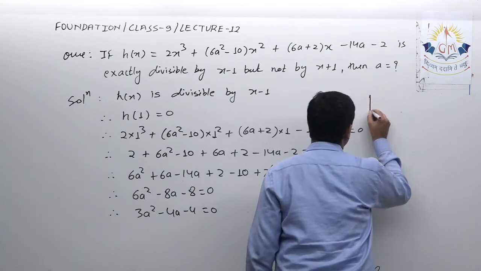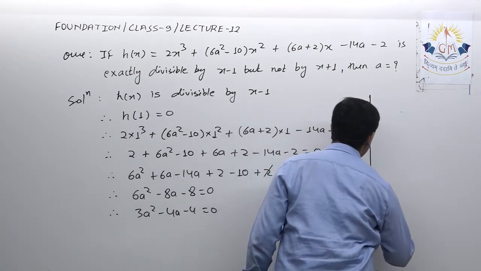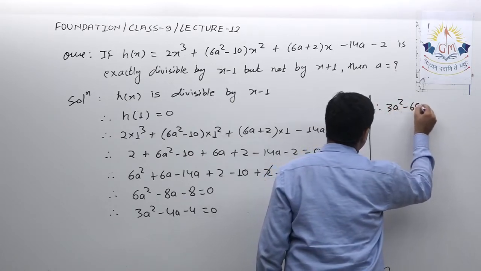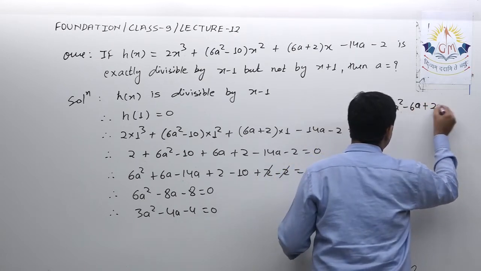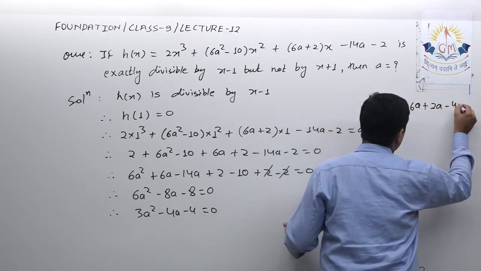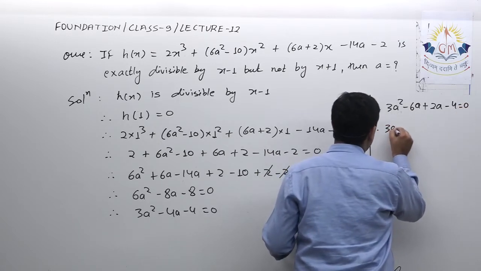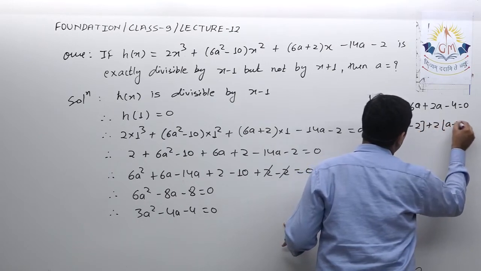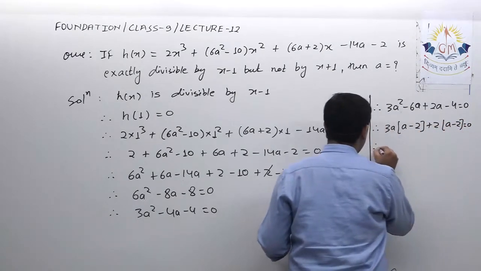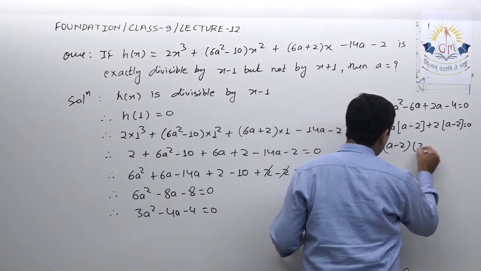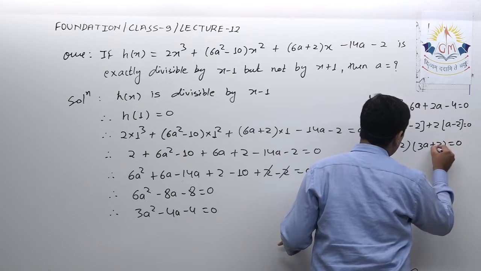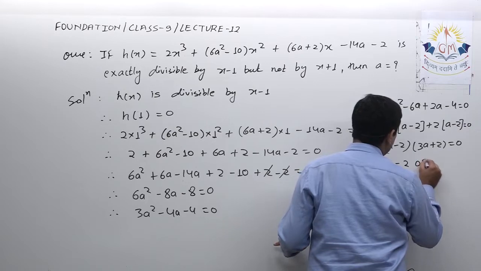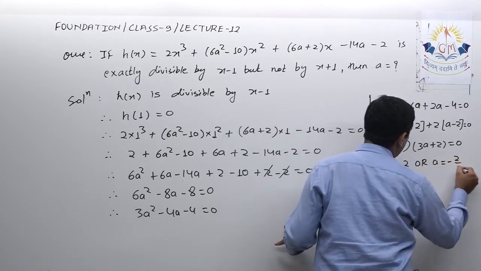Okay, so this can be solved in this way further. 3a square minus 6a plus 2a minus 4 is equal to 0. So 3a is taken common, a minus 2, plus 2 is taken common, a minus 2 is equal to 0, that is a minus 2, 3a plus 2 is equal to 0, therefore a is equal to 2 or a equal to minus 2 by 3.